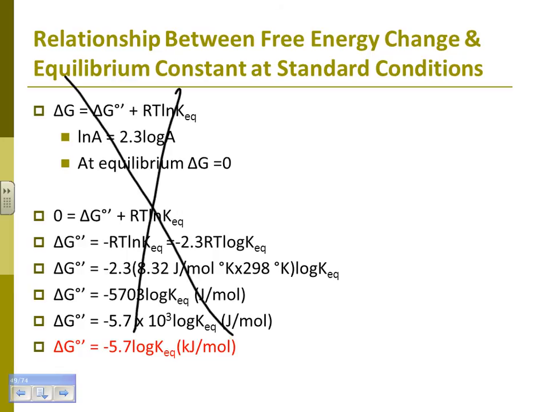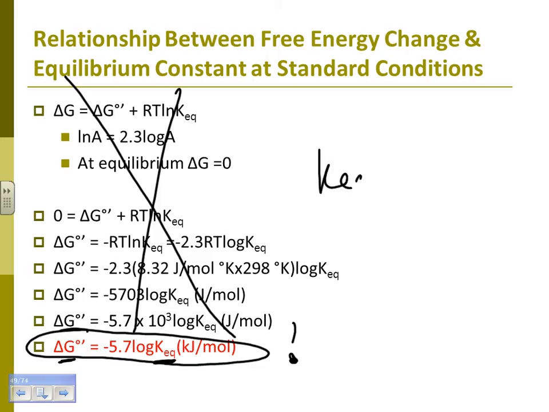The only thing you have to know off those last three slides, there are so many numbers, do not worry about them, but you must memorize this equation. It will not be given to you, and you're going to need it on the quiz and the test. So make sure you know this. Very important. Free energy change equals negative 5.7 log of the equilibrium constant, KEQ, in kilojoules per mole. The other thing to know is that KEQ is equal to B over A.